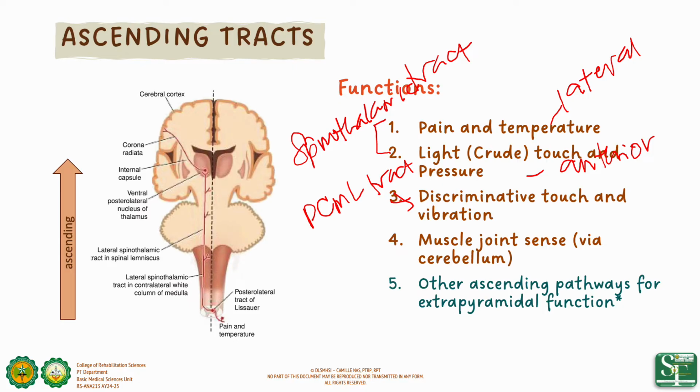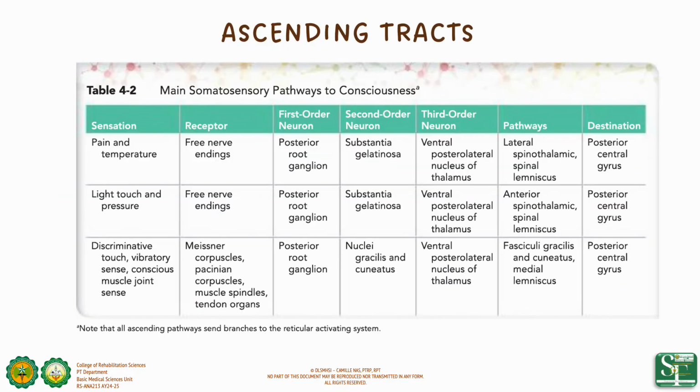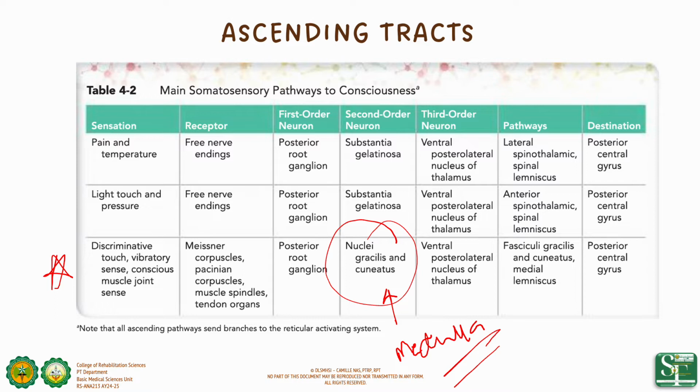So those are examples of your ascending tracts. Now, here is a summary. Nakasummarize na sa table kung ano yung receptor, first order, second order, and the third order neuron. Okay, please take note. Iba yung second order neuron kay discriminative touch. Again, it's the nuclei gracilis and cuneatus which are located sa may medulla pa. Okay. And then the rest, pare-pares na silang ventral posterolateral nucleus of the thalamus.